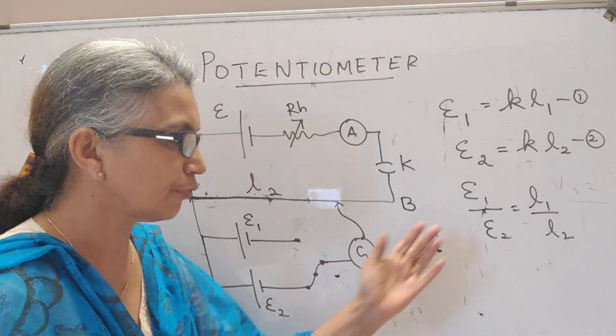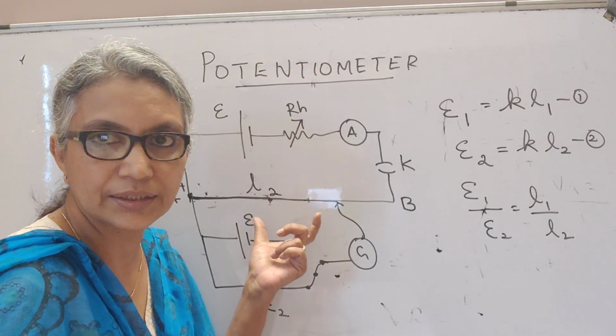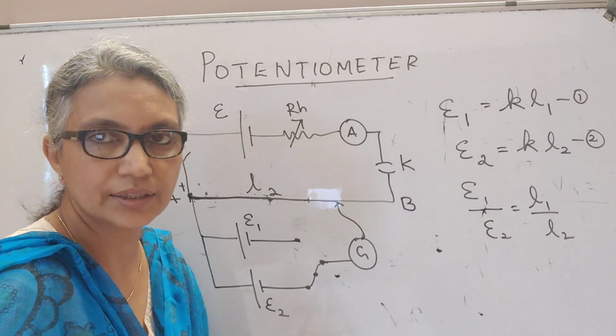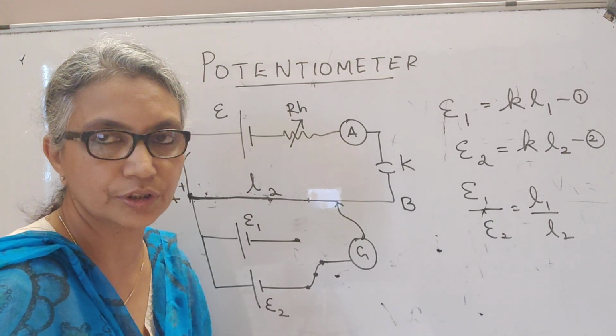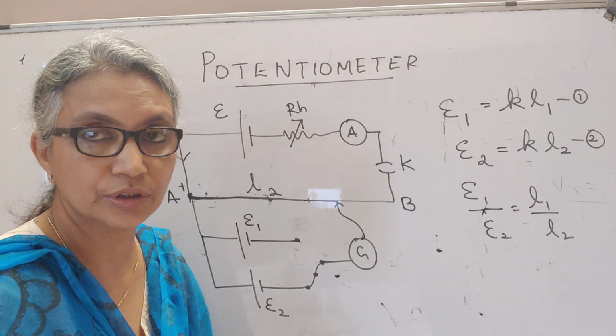You just compare the EMF: you find the first balance length as L1 and the second balance length as L2. Divide the two and you get the ratio of the EMF of the two cells that were given to you. So that is the first application given to you.